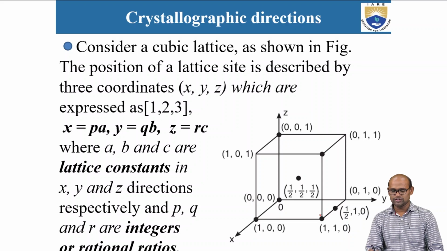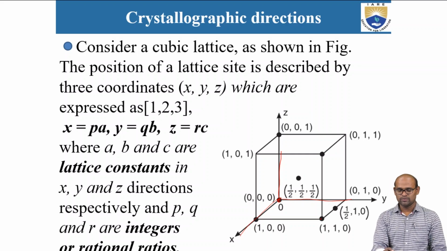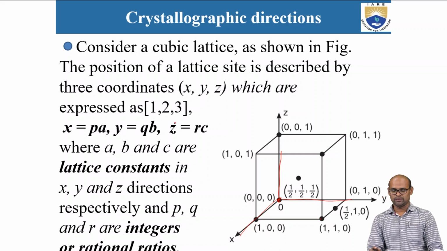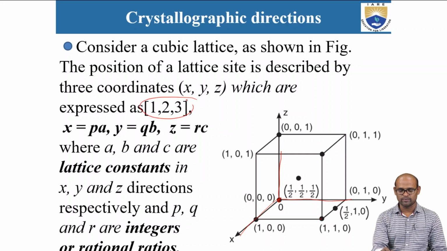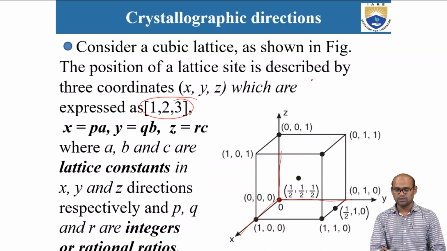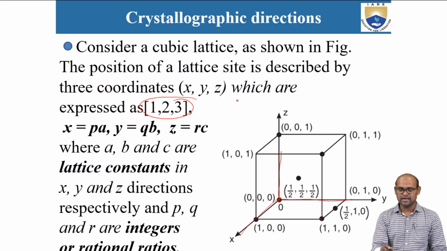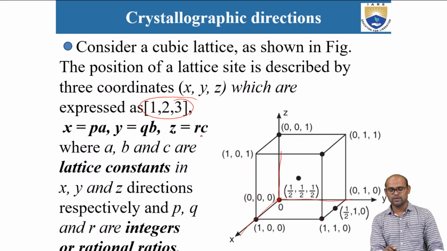Now the position of each lattice site is described by 3 coordinates, because we have the x-axis, the y-axis, and the z-axis, right? So the position of each lattice site is described by 3 Cartesian coordinates, x, y, z. These position coordinates are expressed as x equal to PA, y equal to QB, and z equal to RC.